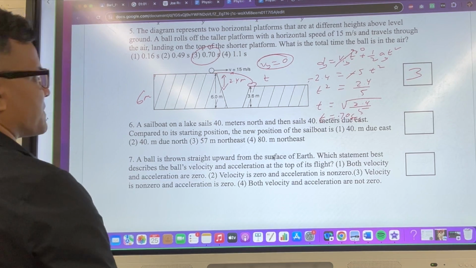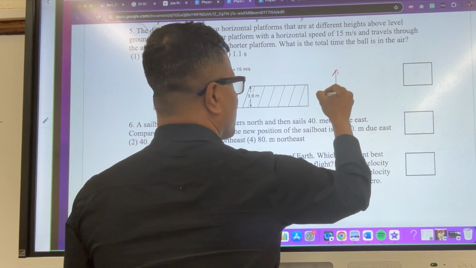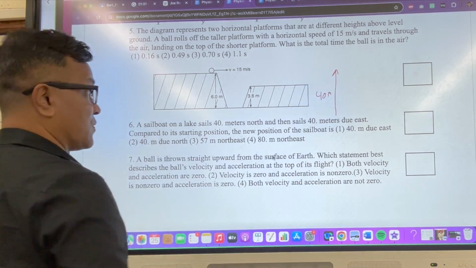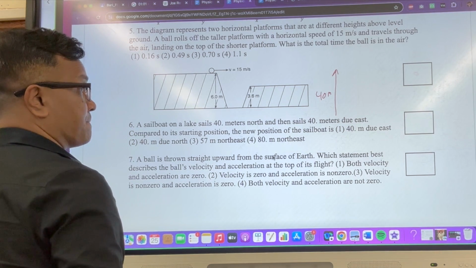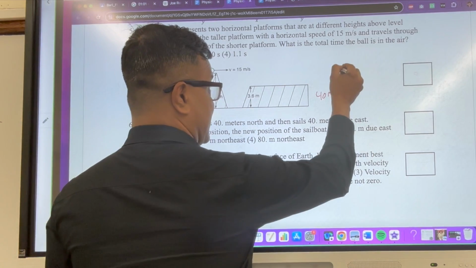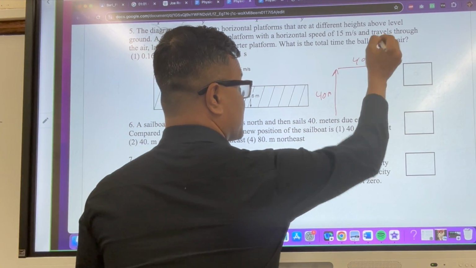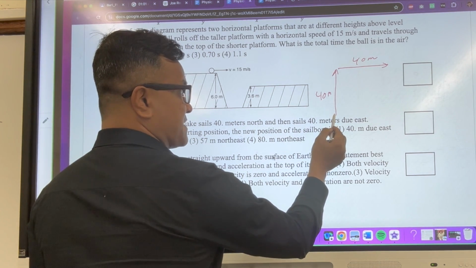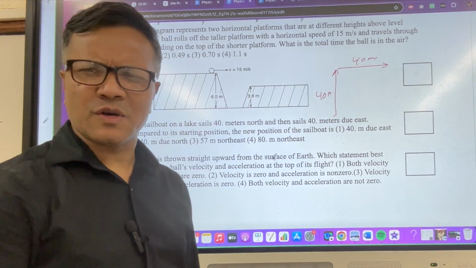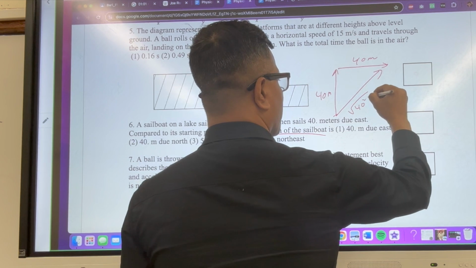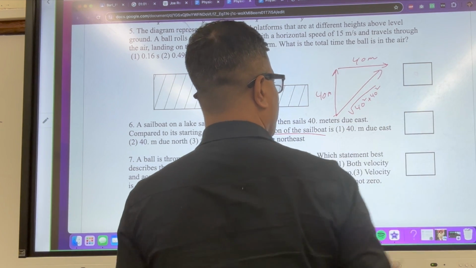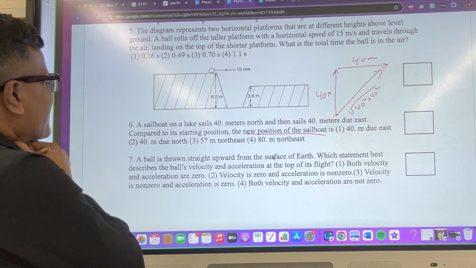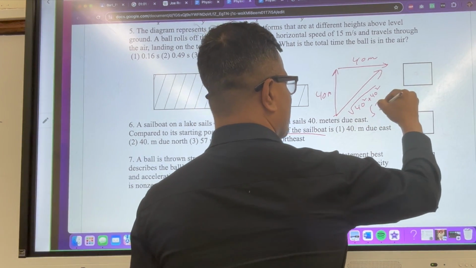Now let's go over problem number 6. Above more 40 meter north, right? Okay, the direction is north and the size is 40 meter. And then it moves 40 meter east. Now remember, this is measured in meter, this is measured in meter, so we should be able to use the Pythagorean theorem. In fact, we use 40 square plus 40 square, and that's going to give us how much? That's going to give us 57 northeast.